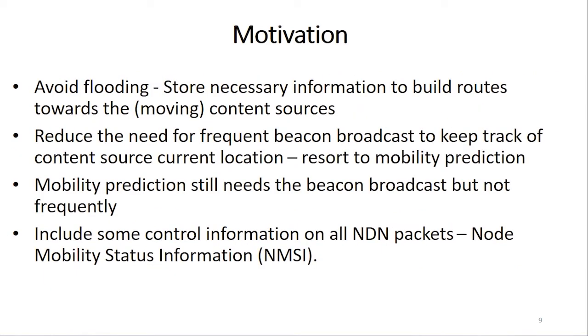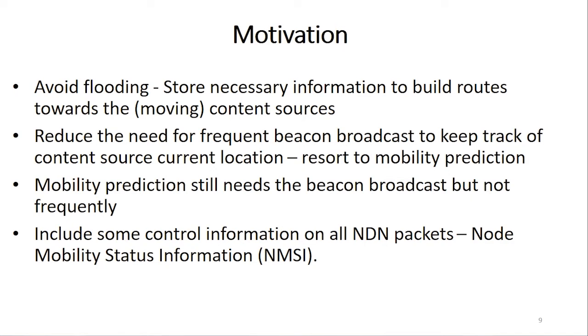One of our challenges is to avoid flooding whenever possible, especially when the content source is known. A possible solution is to use the FIB and store information to build routes to the content sources. However, some kind of beacon broadcast will still be necessary to keep track of the location of the content sources. To further reduce the need for frequent beacon broadcasts, one hypothesis will be the use of mobility prediction.